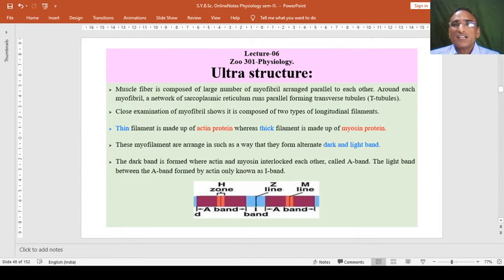We have seen the ultrastructure. Now we will see in detail the arrangement of these protein molecules in the muscle fiber. Muscle fiber is composed of many myofilaments, or generally called myofibrils, arranged parallel to each other. These are all in the form of a network and covered by a sarcoplasmic reticulum, and therefore they run parallel, forming a transverse bundle, which is also known as T-tubules.